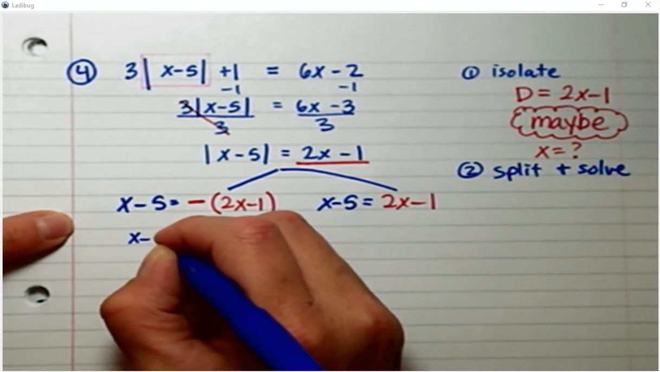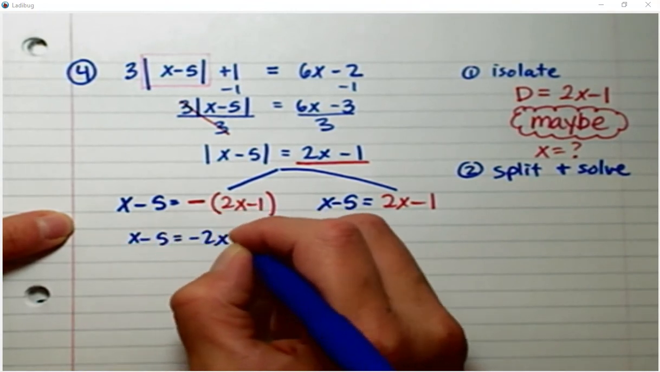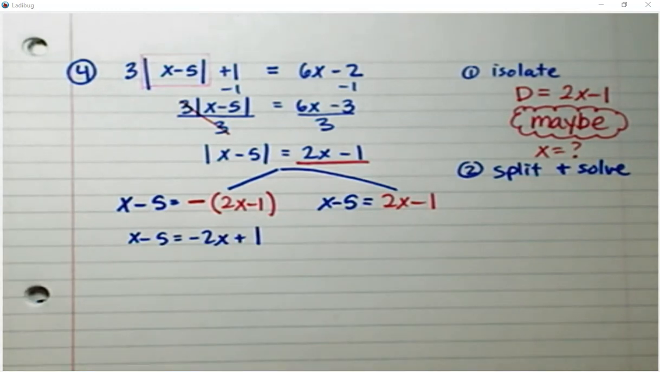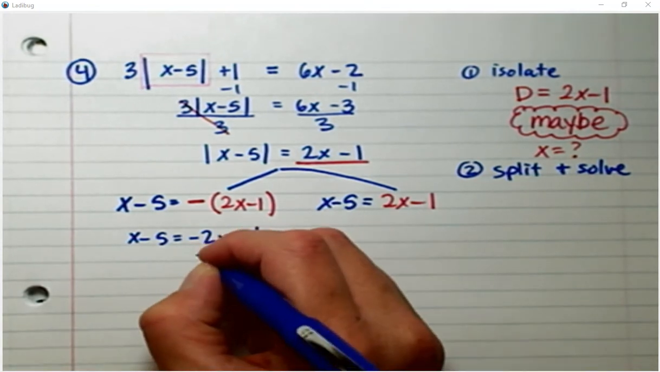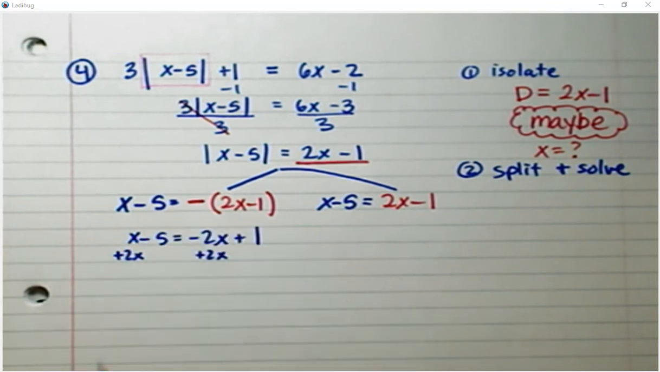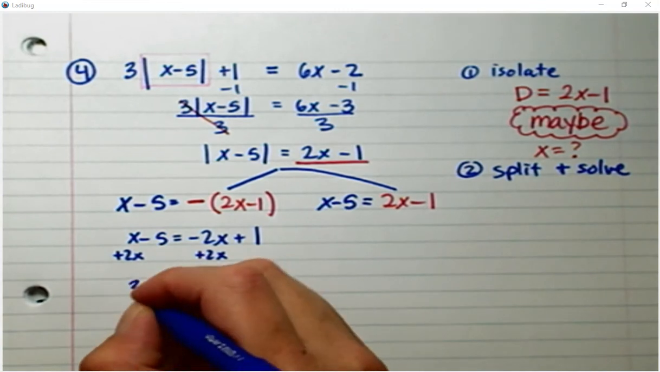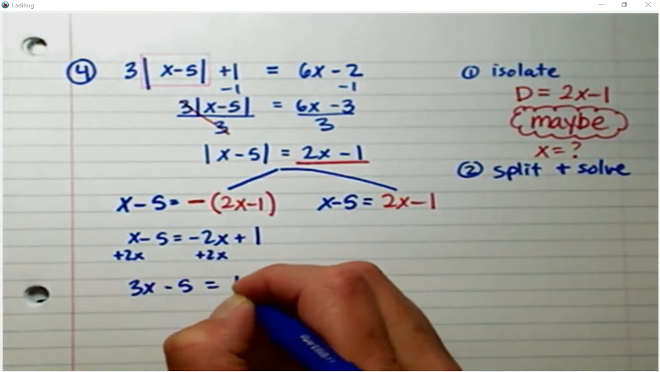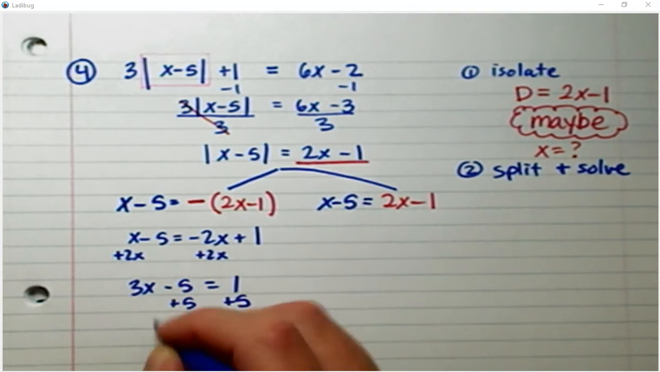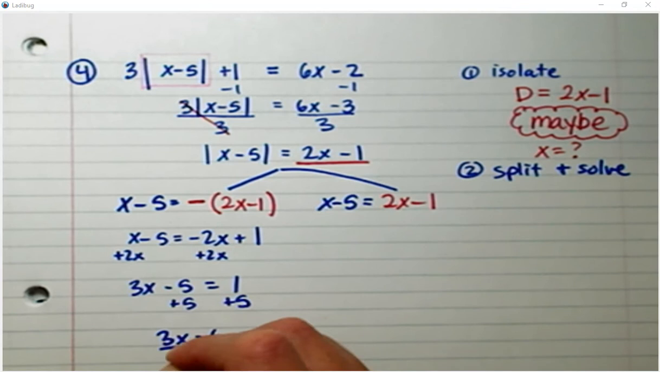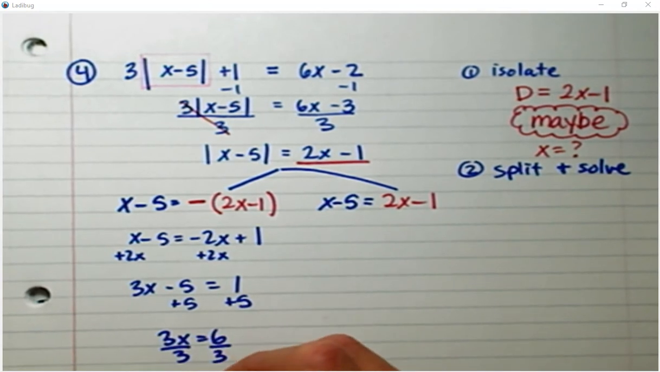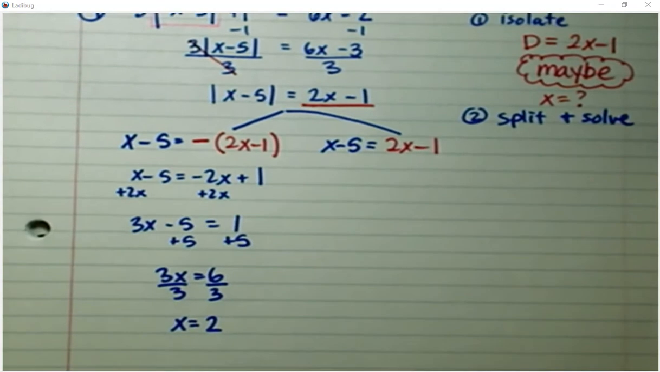I'm going to start by distributing my negative here. When you're splitting and solving, you never change the absolute value. You always change the other side. I like to have positive x's. I would encourage you to combine your x's first before you start the other stuff. Okay, so I get x equals 2.